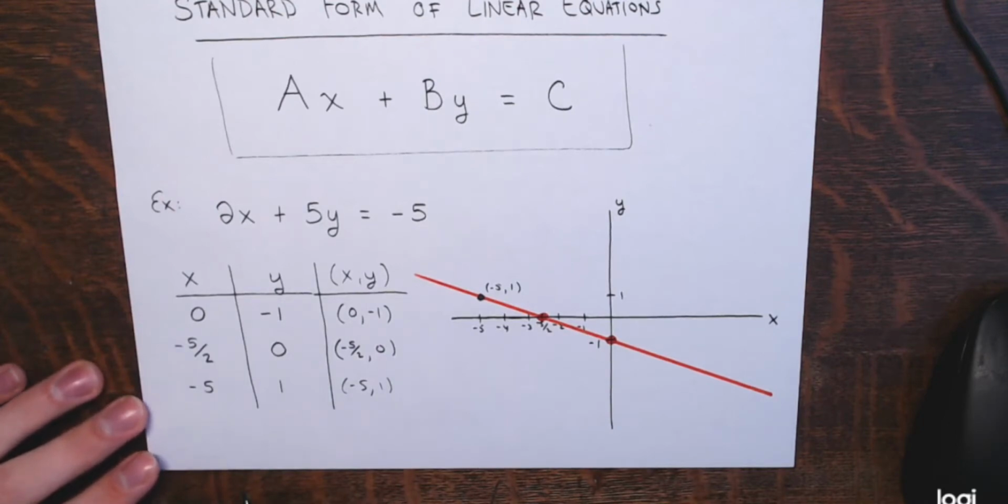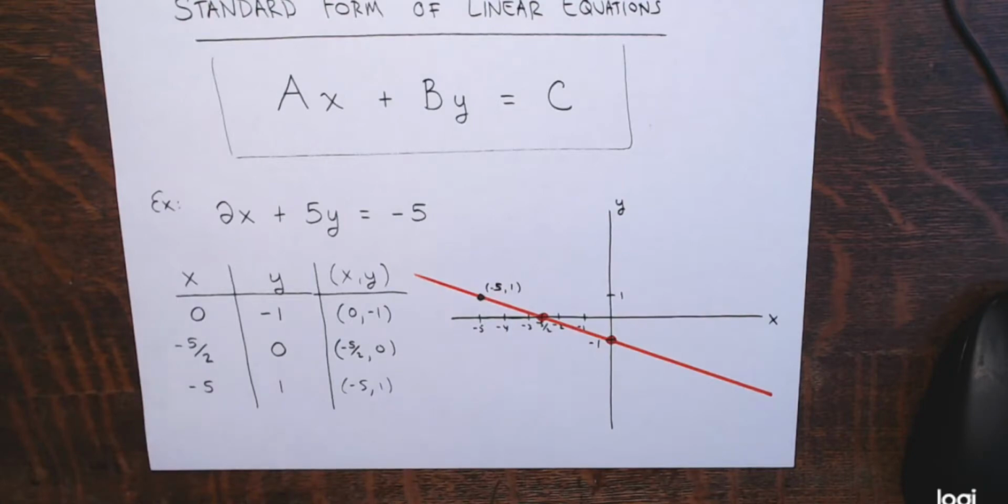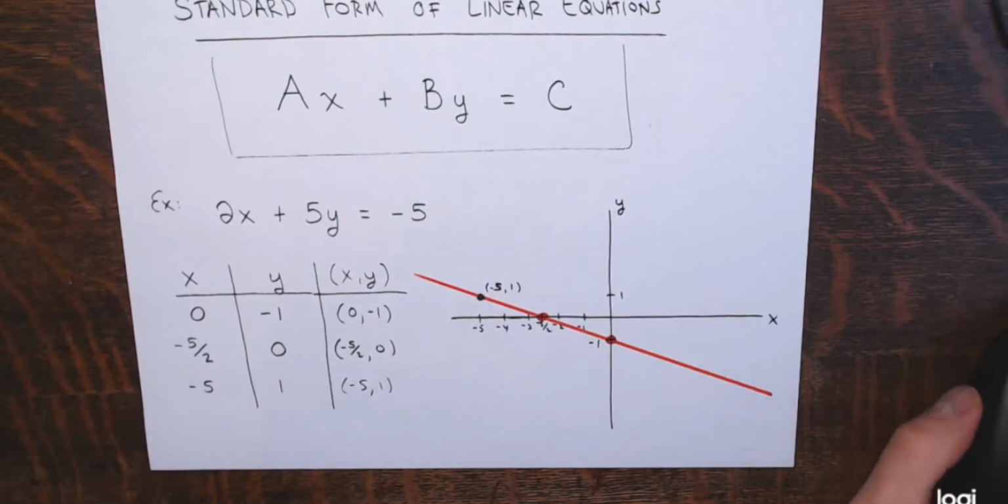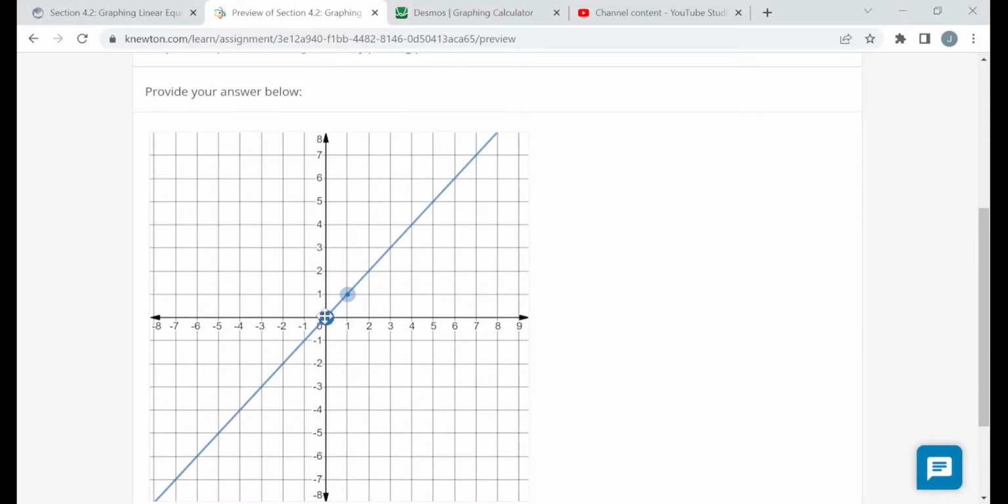But the reason I wanted to have this point up here, the -5, 1, is because on the graph that we move points around for, I don't know if we can do halves. Like the one point was 0, -1.